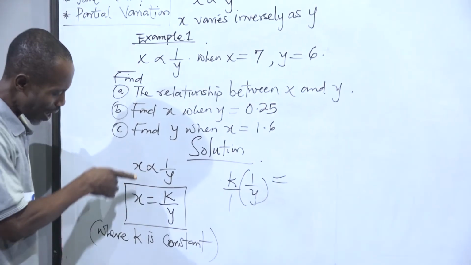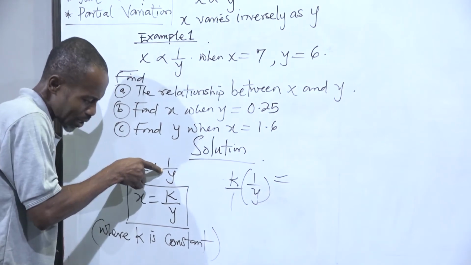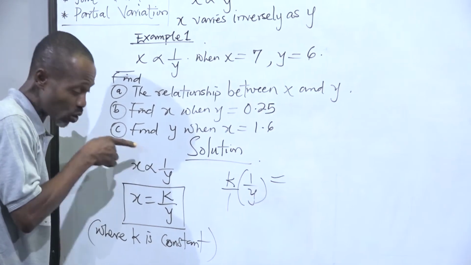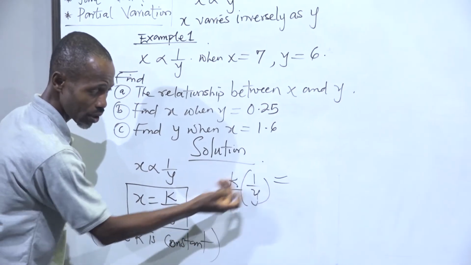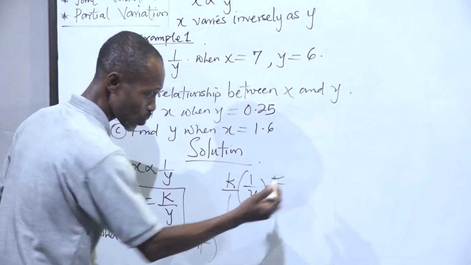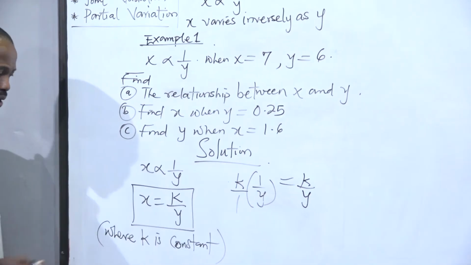So don't say, why can the K not multiply the bottom? The bottom is the Y. You want to multiply the K with the Y, don't do that. This is the explanation. K times 1 over Y is going to give you the same as what? K over Y. So you introduce your constant there.